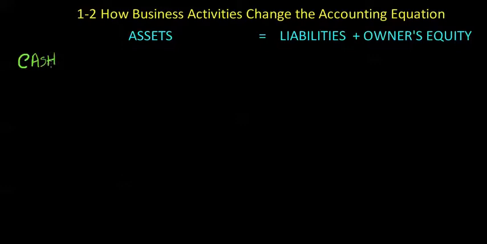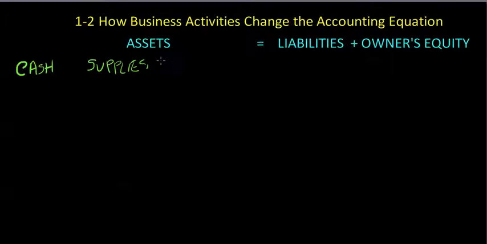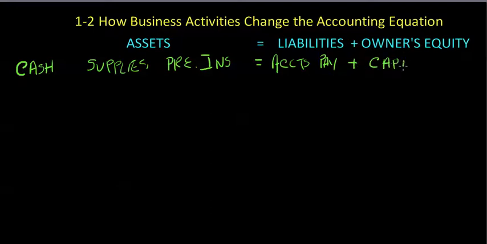Cash is an asset. It has value. In addition to cash, we will also have supplies, where we buy items we use in the business, and we will have what we call prepaid insurance. Our liabilities will only have one right now, and it's called accounts payable. And we have one owner's equity account, which we will call capital. The accounting equation must always stay in balance.